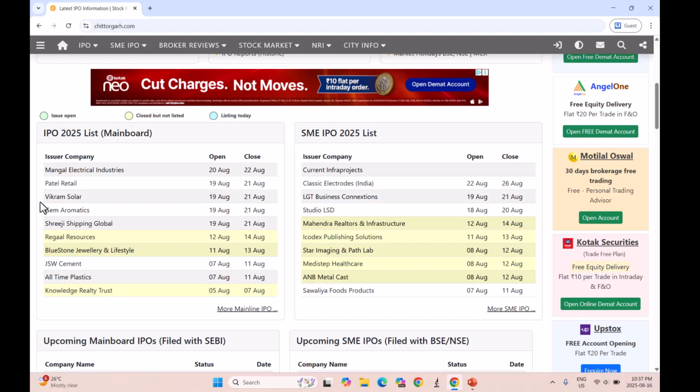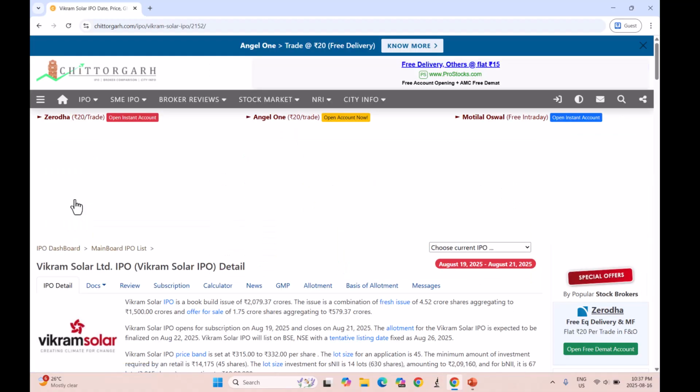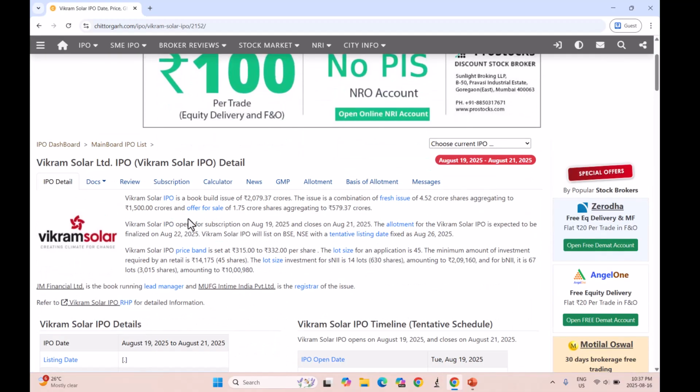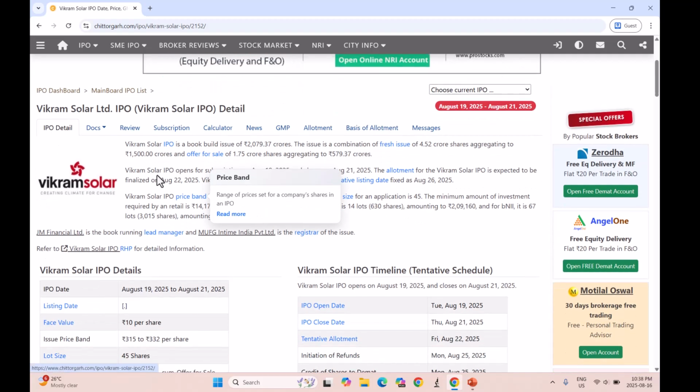Suppose you want to analyze a particular IPO of your interest, then you just have to click on that IPO. For example, here I am taking Bikram Solar into consideration. Once you click, a page will appear in which you will learn about everything about the IPO in brief. In the IPO detail section, it gives a brief introduction about the company, like the type of issue and so on.